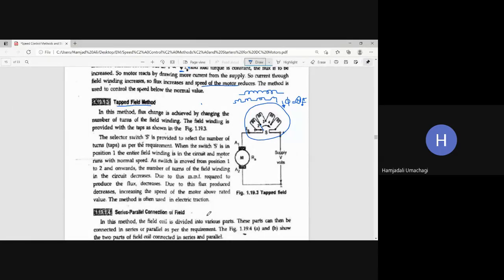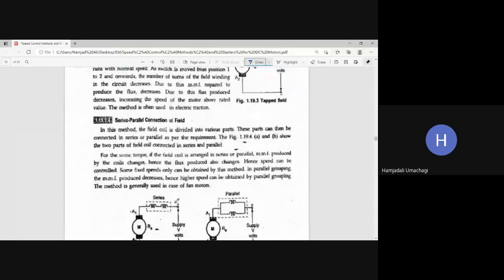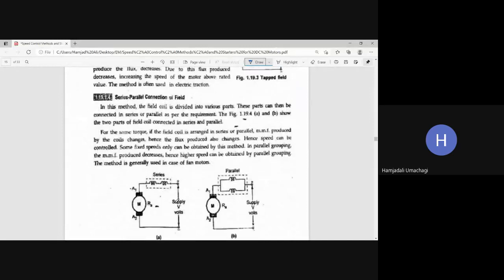And where do you find such kind of application? This method is often used in electric traction. So in electrical trains and all, we make use of this method to control the speed of the DC series motor. Okay. Is it clear, all of you? Yes, sir. Okay, fine. Then comes the series parallel connection of field winding. This is also part of the flux control method only.